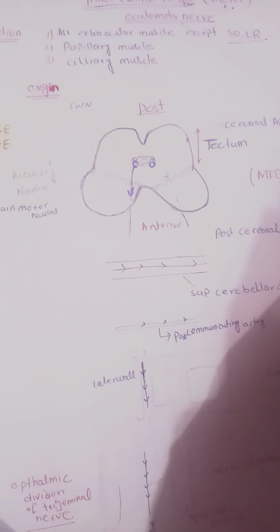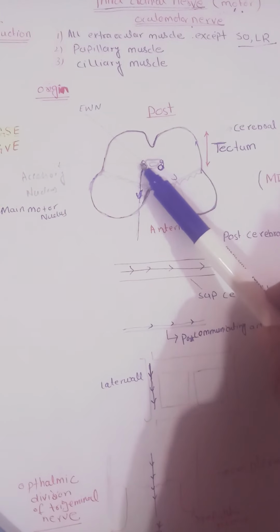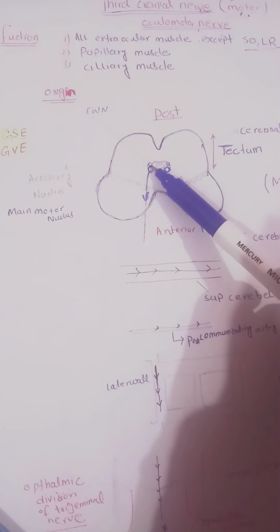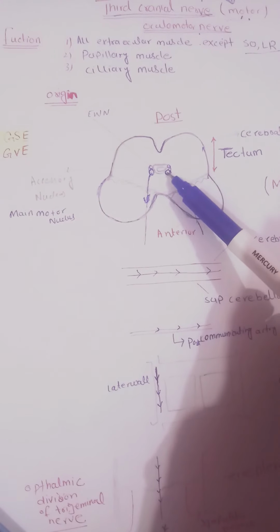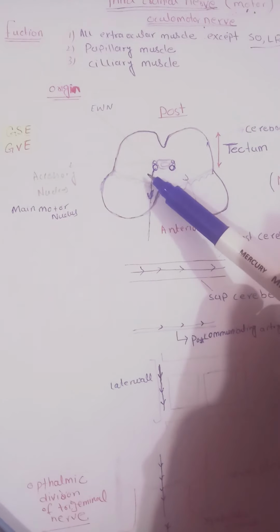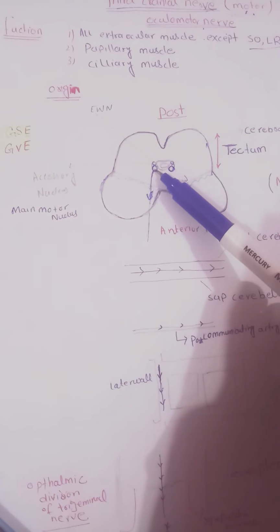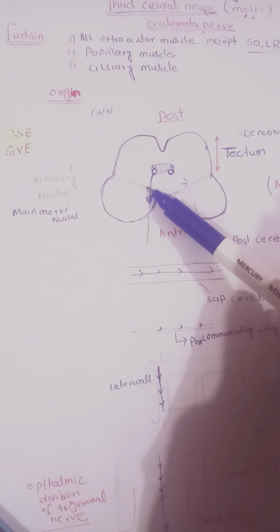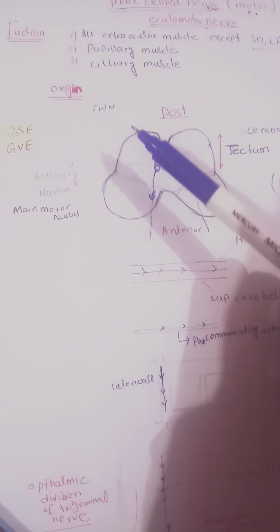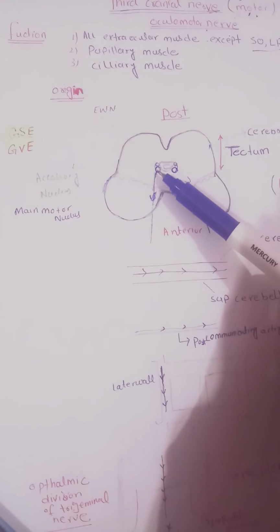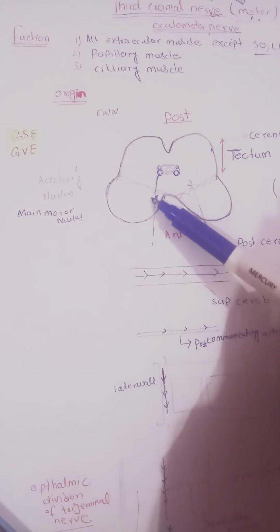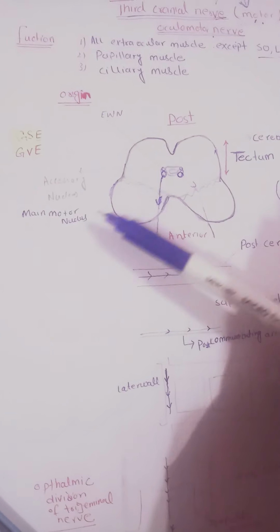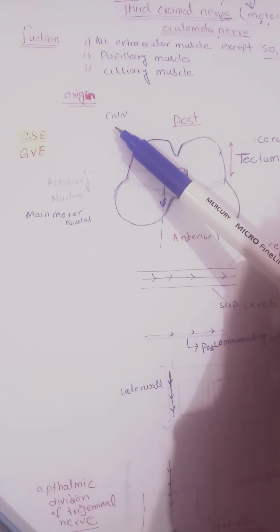Here is the cerebral aqueduct, and here is the Edinger-Westphal nucleus, which is the accessory nucleus, and the main motor nucleus of the oculomotor nerve. The nerve fibers originate from the main motor nucleus, and it also contains the parasympathetic fibers from the Edinger-Westphal nucleus. They run along with the oculomotor nerve fibers. The accessory nucleus is also called the Edinger-Westphal nucleus.